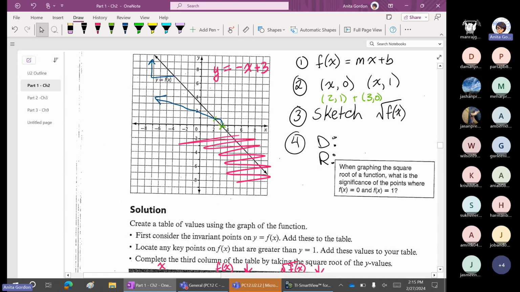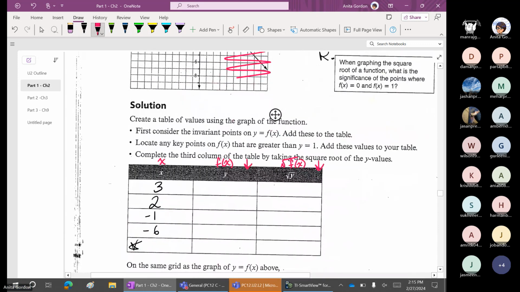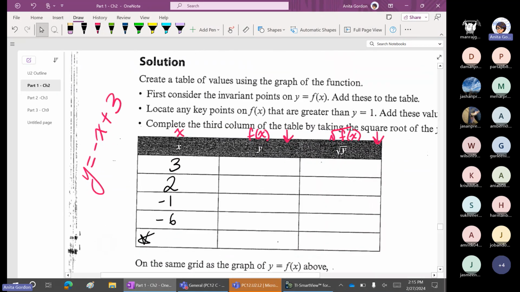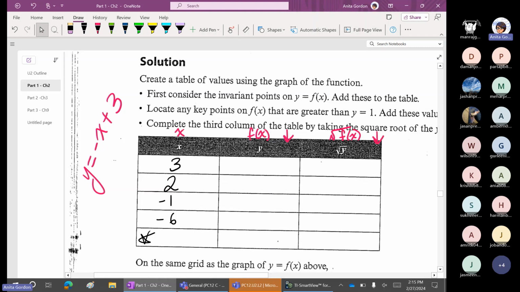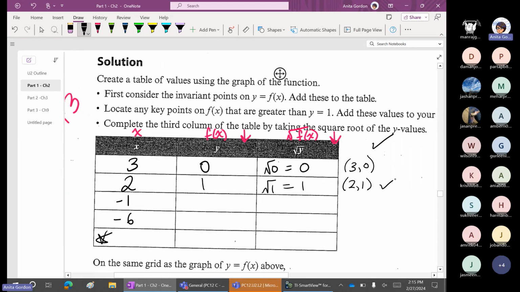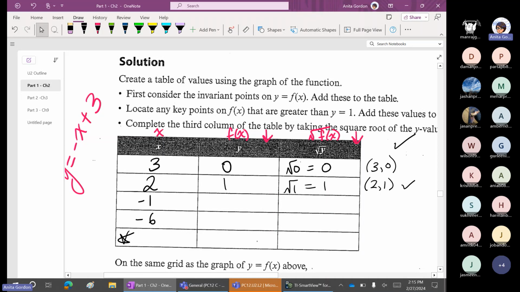Let's look at this part here. We said that the equation of the line is -x plus 3. So let's do some calculation. -3 plus 3, 0. Square root of 0, 0. So this is my invariant point. Does that match what I said up top? Yes, it does. -2 plus 3, that gives me 1. Square root of 1, also 1. So that means my next invariant point is at 2, 1. Does that match what we said? Yes, it does. Okay, take a moment. Can you fill in the rest?